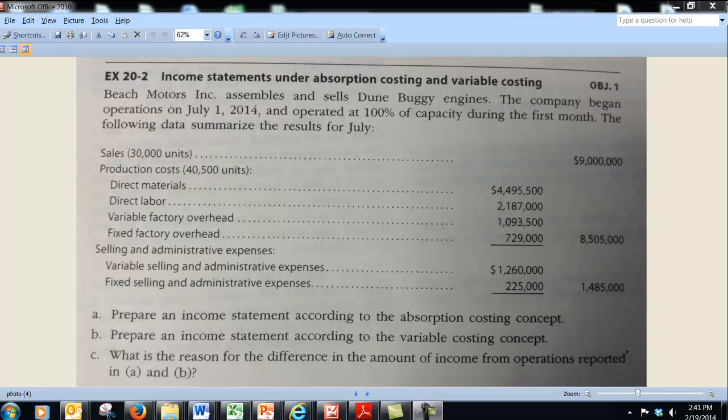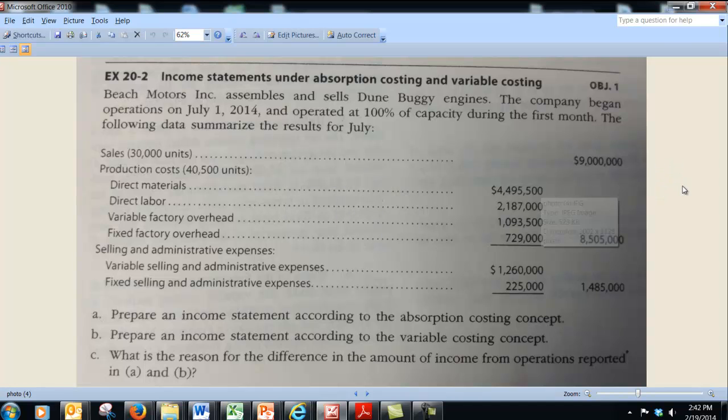We can see here that we sold 30,000 units and brought in $9 million. The production cost here is for 40,500 units. So we can see here we produced more than what we sold, right? And excuse me, let's see if I can get this thing to go away. That's going to be kind of problematic there.